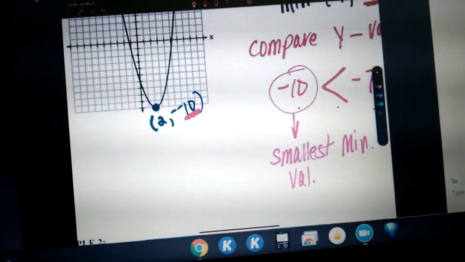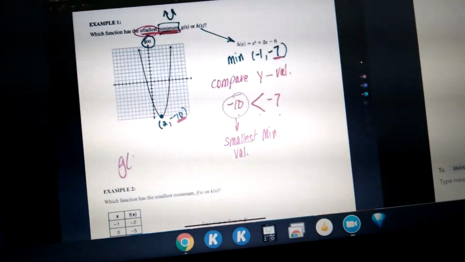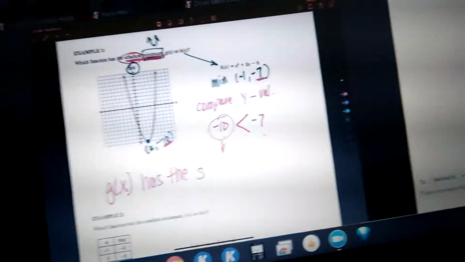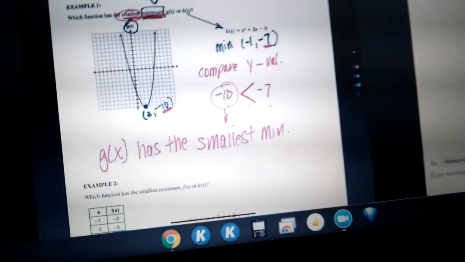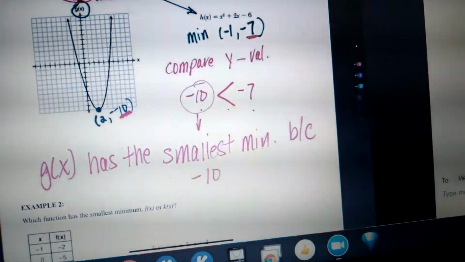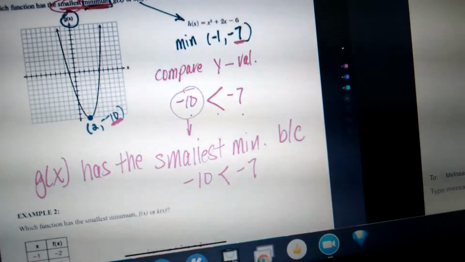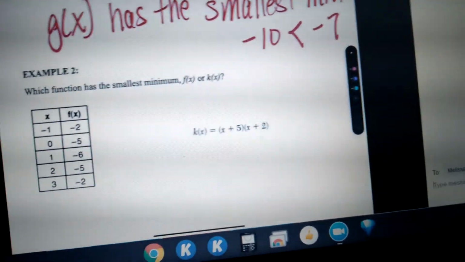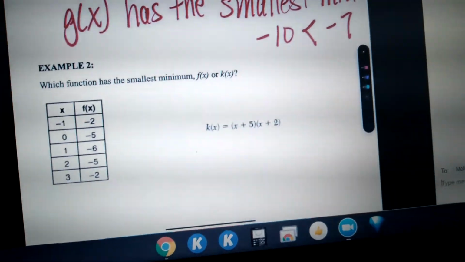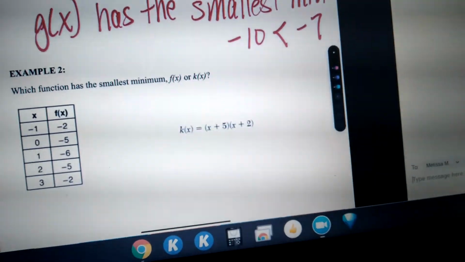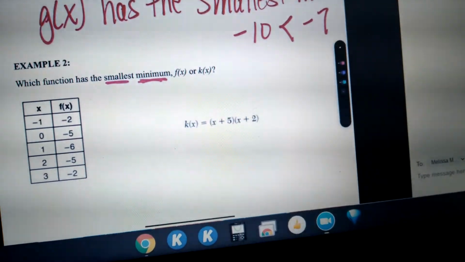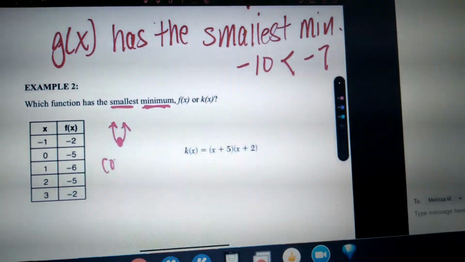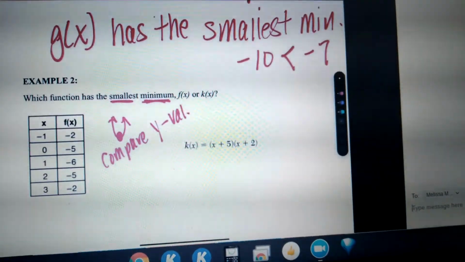Everyone understand? So I would write g of x has the smallest minimum because -10 is less than -7. Everybody understands? Good. So now I have to look at this right here. How do I figure this out? In order to determine this, I have to look at which one has the smallest minimum. So again, minimum means my graph looks like this, which means I have to compare y values. Everybody understand?